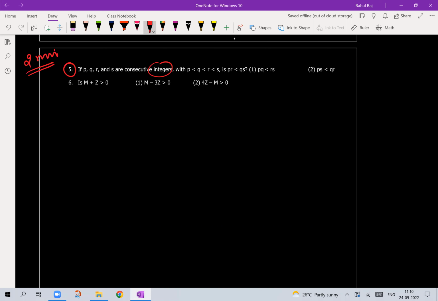So the question is: PQRS are consecutive integers with P less than Q less than R less than S. It means that a good amount of information is given to you. The question is asking, is PR less than QS? The question is of this type.